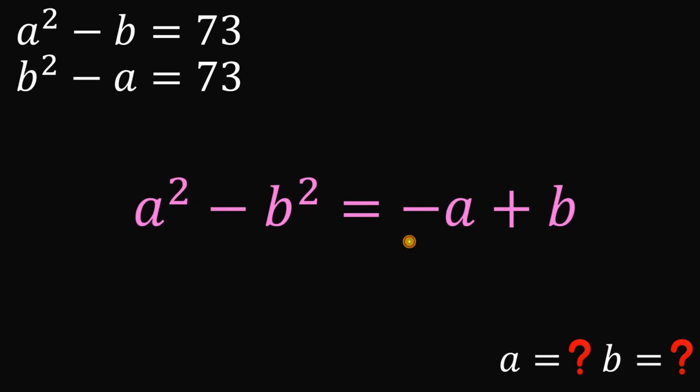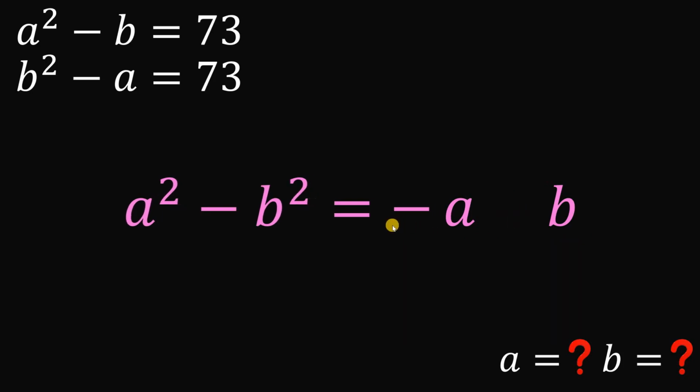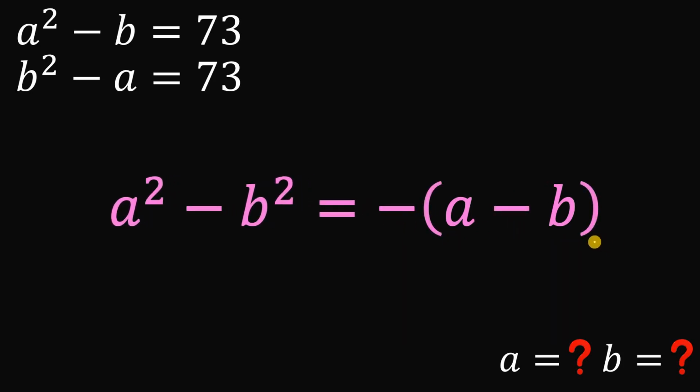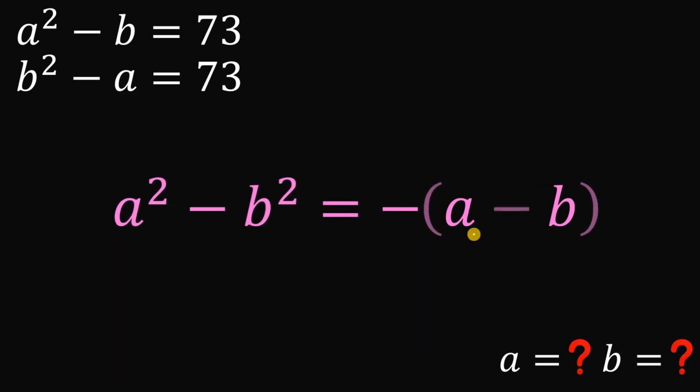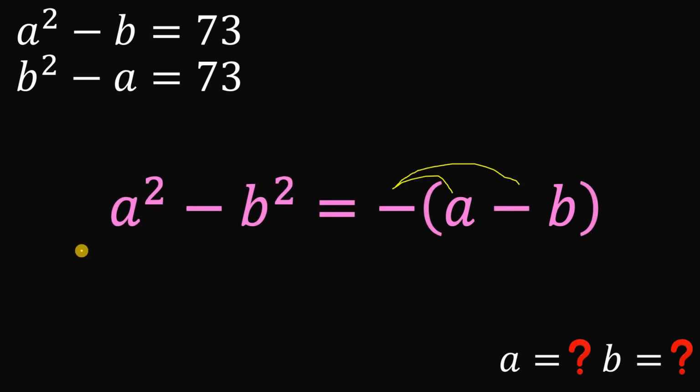Now, negative a plus b, we can factor out negative 1. If we do that, we get negative of a minus b. Now, take note. When we distribute negative 1 to a, this will give us negative a, and negative 1 times negative b, this will give us positive b. So we are going back to our original expression, negative a plus b. Alright? Now let's factor this again as negative of a minus b.